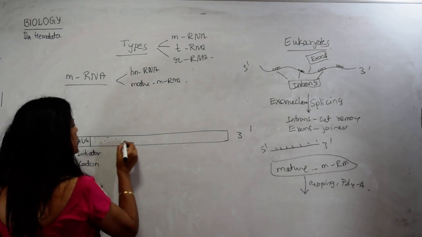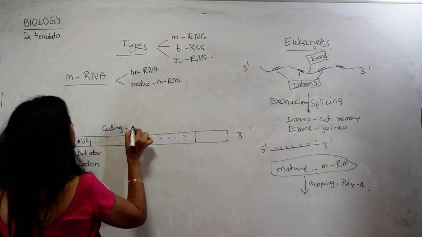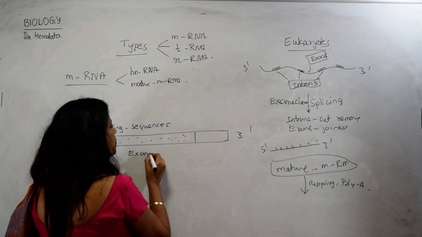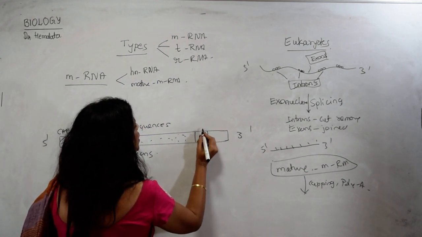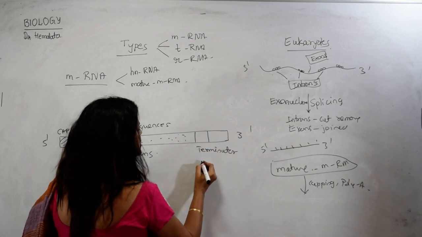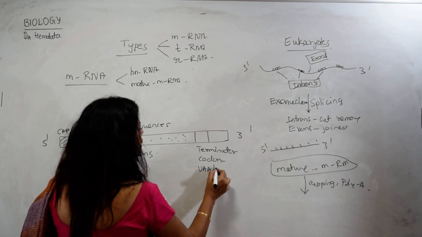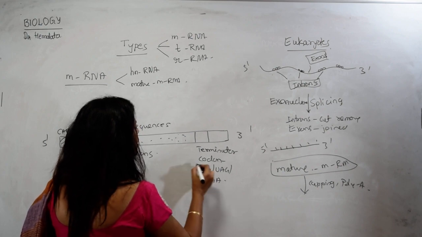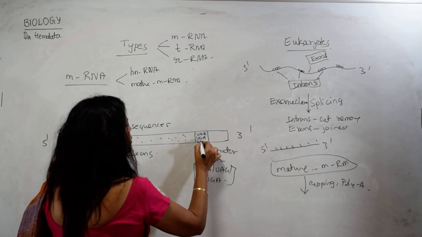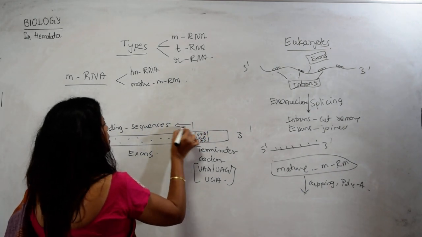The remaining all are coding sequences. We call these the exons, or the coding sequences. Now at the end you get a terminator codon. Any of the terminator codons may be present, but only one will be present here: UAA, UAG or UGA. So till here only is the coding region. The others are not coding.